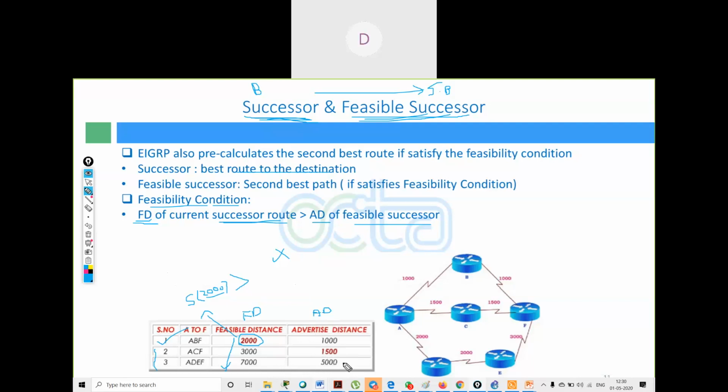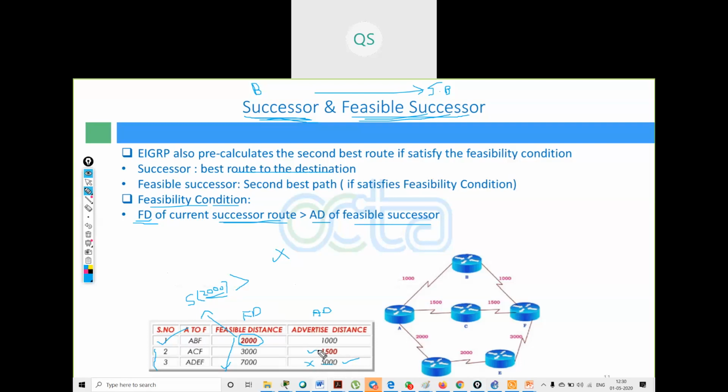So I will see 5000 is the advertised distance for ADEF. So this condition does not match because 2000 is not greater than 5000. Correct? So this cannot be my feasible successor. I will go to the next one.